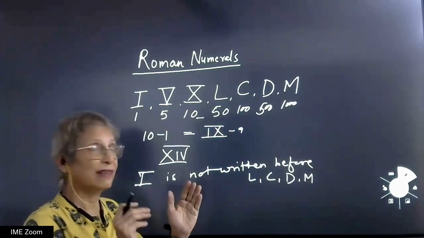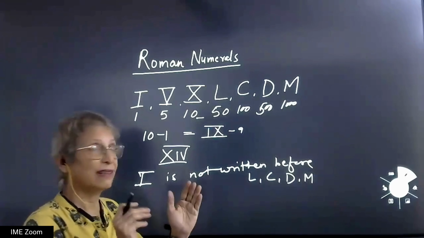Now we'll discuss 99. It is not IC because I is written only before V and X, not other letters. So here we have to go for 90 first. How can we write 90? Because 80 we just add 3 times, right? 80 means LXXX. But one more time X we cannot write. And therefore, what is 90? 90 is 100 minus 10. And minus we write on the left side. So XC is 90. 10 less than 100. This is 90.